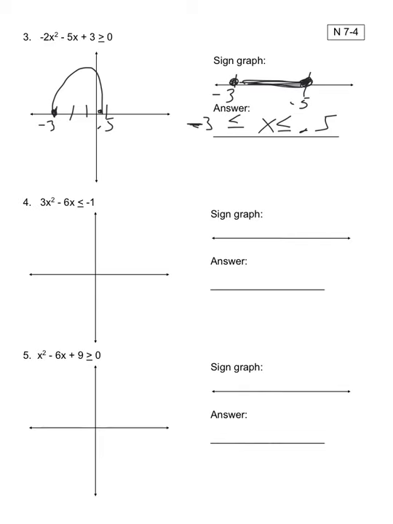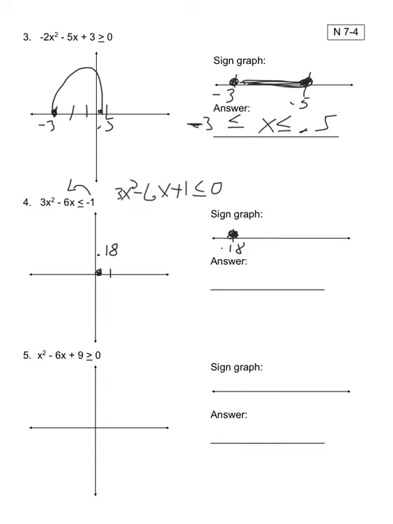Number 4, I have to put in ABC order. I have to move the negative 1 across and rewrite it as 3x squared minus 6x plus 1 is less than or equal to 0. So I want to know when it is on or below the line. When I graph that, I see a little bitty graph there that's going to be below, and I find the zeros on it as well. And I see that one of them, if that was 1, it would be right about here. It's 0.18. We're rounding to 2 decimal places. So I put 0.18.